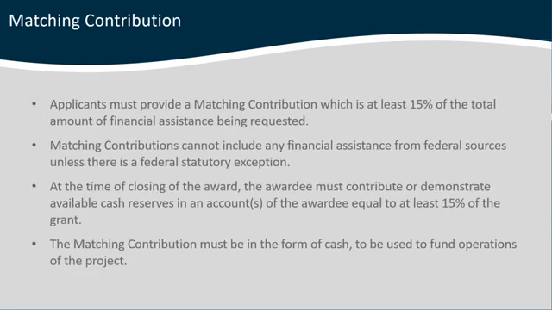There is a matching contribution for the program, so applicants must provide a matching contribution which is at least 15% of the grant amount being requested. Matching contributions cannot include any financial assistance from federal sources unless there is a federal statutory exception. If there is, in your case, please provide the specific citation for that. At the time of closing of the award, the awardee must contribute or demonstrate available cash reserves in an account of the awardee equal to at least 15% of the grant. The matching contribution must be in the form of cash to be used to fund operations of the project.